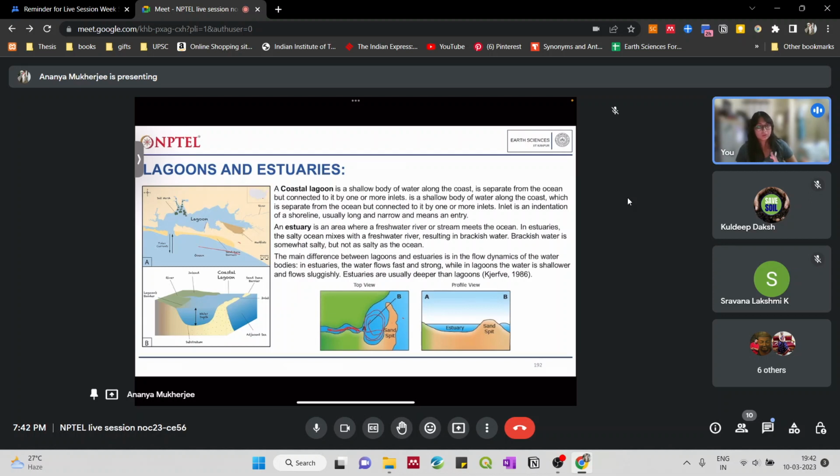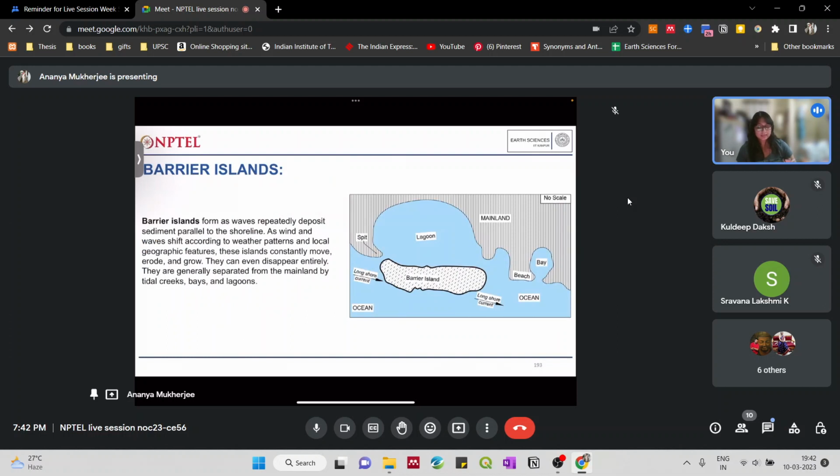Then we come to another depositional feature, the barrier islands. These are formed due to repeated wave action, with sediments traveling parallel to the shoreline. Because of shifting due to the weather and local lithology or geological features, these islands keep moving. Sometimes they can even disappear when they get submerged due to the rise in sea level, and they are separated from the mainland by tidal creeks, bays and lagoons.